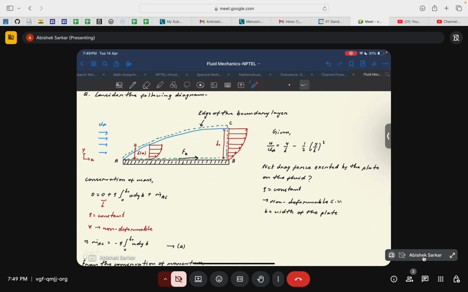Here also you can see we discussed the boundary layer, but we didn't have a detailed discussion of how this kind of velocity profile is obtained.